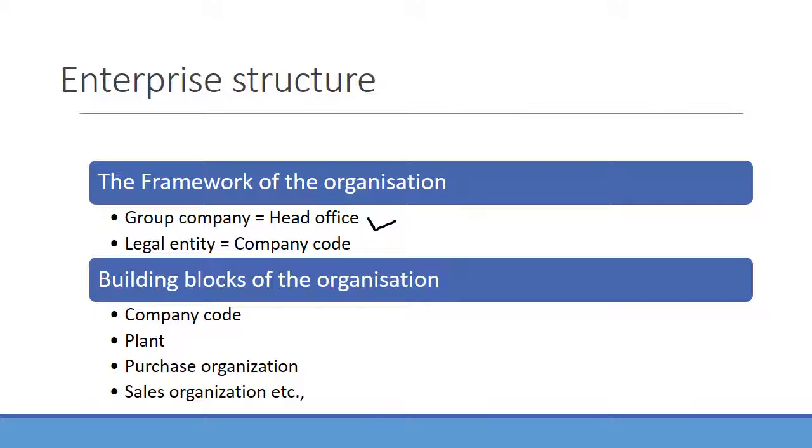The group company is called a company in SAP and is only a consolidation unit. The member companies are usually legal entities where the actual transaction takes place. These are called company codes in SAP. And in each company code there can be subunits, which are also called building blocks, such as plant, purchase organization, sales organization, etc.